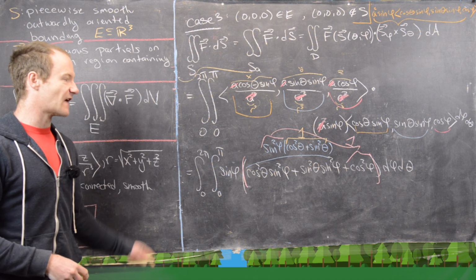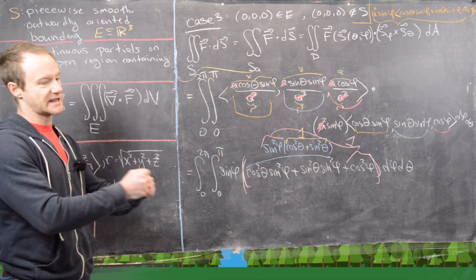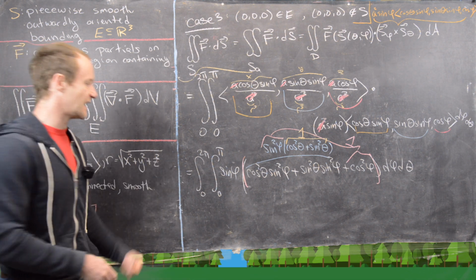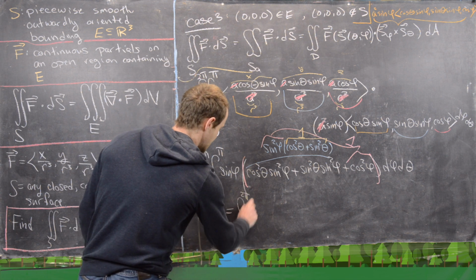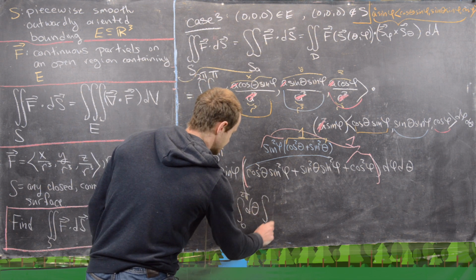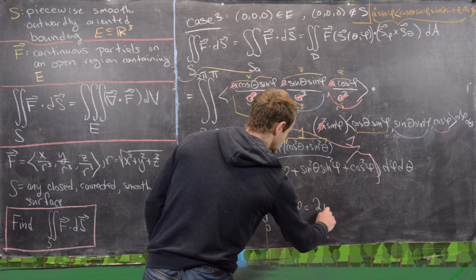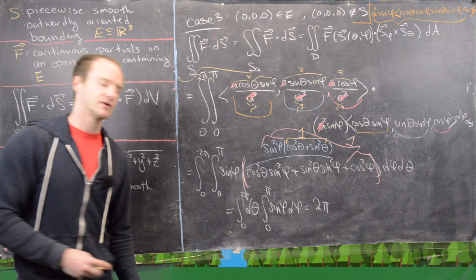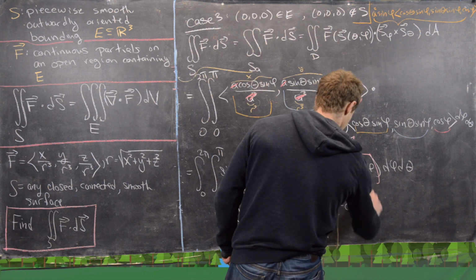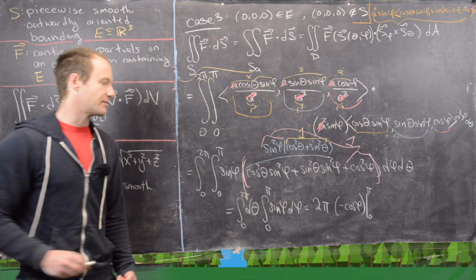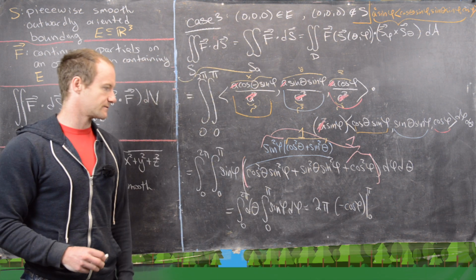But now we can use the fact that this is a product of a function of theta times a function of phi, so we can split this up into two parts, a theta integral and a phi integral. So this is going to be the integral from 0 to 2 pi d theta times the integral from 0 to pi of sine phi d phi. So that's going to be 2 pi. Take the antiderivative of sine, we get minus cosine phi, evaluated from 0 to pi. Plug in pi, you're going to get -1, but then we've got this minus sign here.